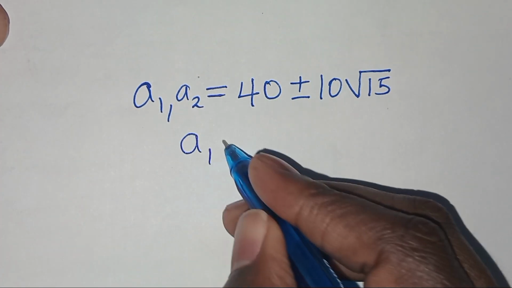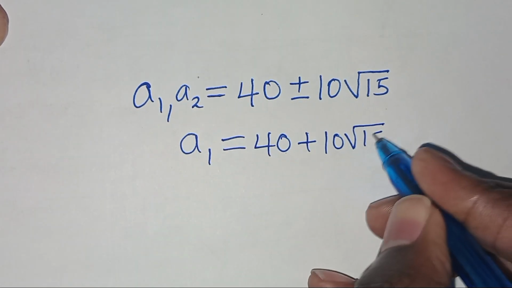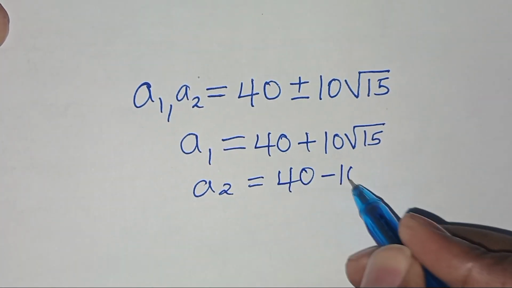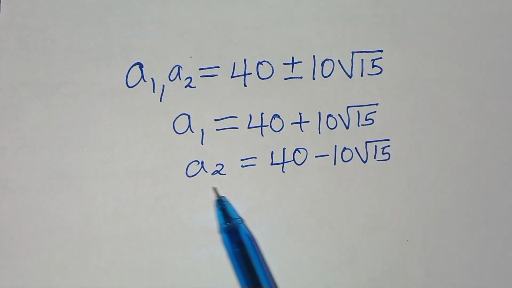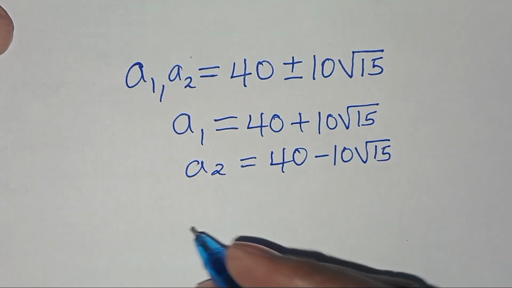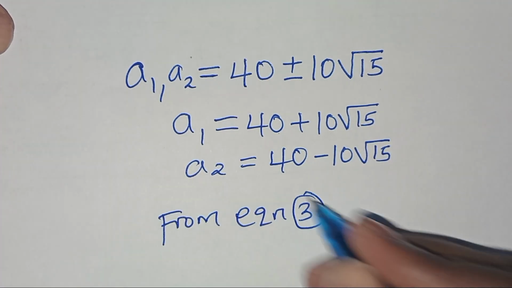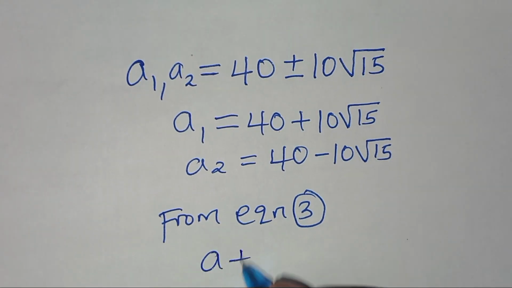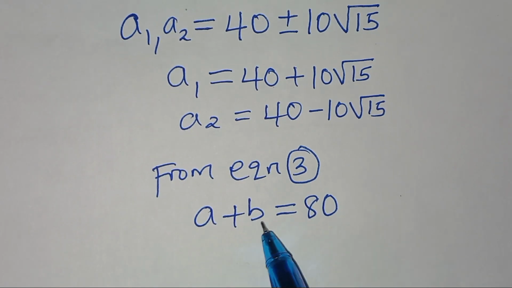That implies that A1 is equal to 40 plus 10 square root of 15. And we have that A2 is equal to 40 subtract 10 square root of 15. So these are values of A1 and A2. So let's check for B2. Now from equation 3, which is A plus B is equal to 80, so we can solve for values of B.